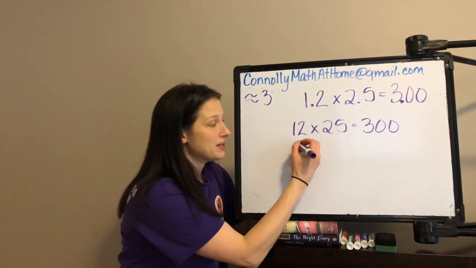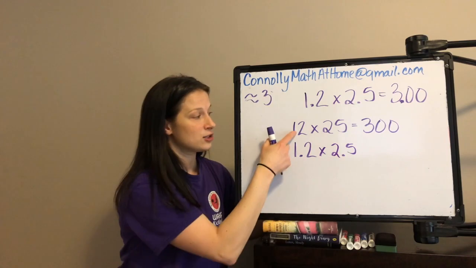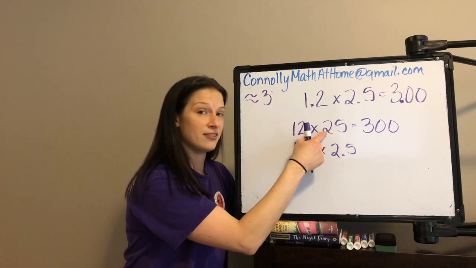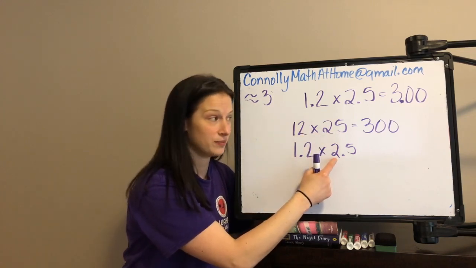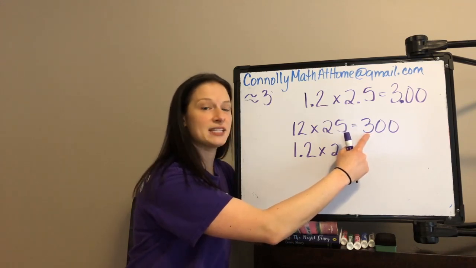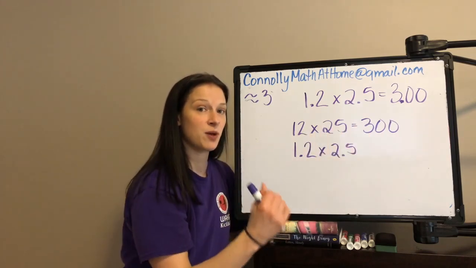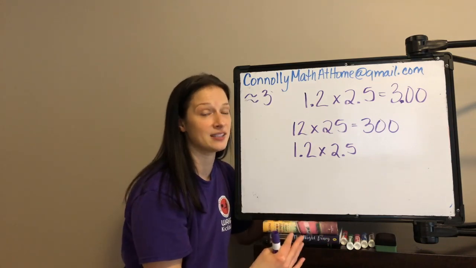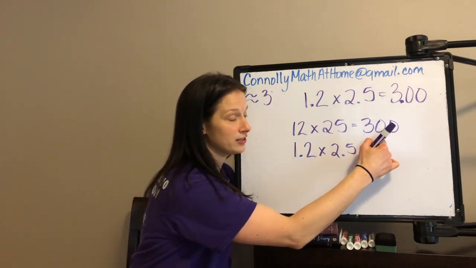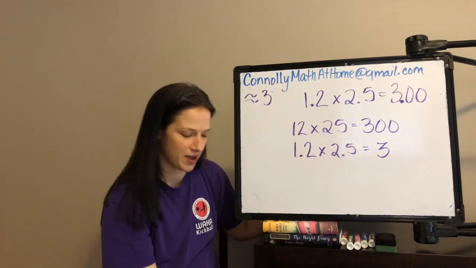I also want to think about what happened to each factor. 12 got 10 times smaller. 25 also got 10 times smaller. So if I make this 10 times smaller, I'm at 30. And if I make it 10 times smaller again, I'm at the number 3. And since I did 10 times smaller twice, that's the same as my product getting 100 times smaller. So 300 divided by 100 would be 3. And that's how we can think about that.